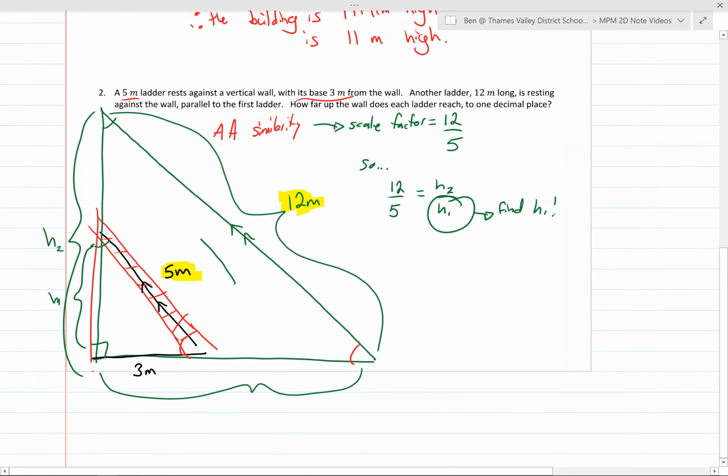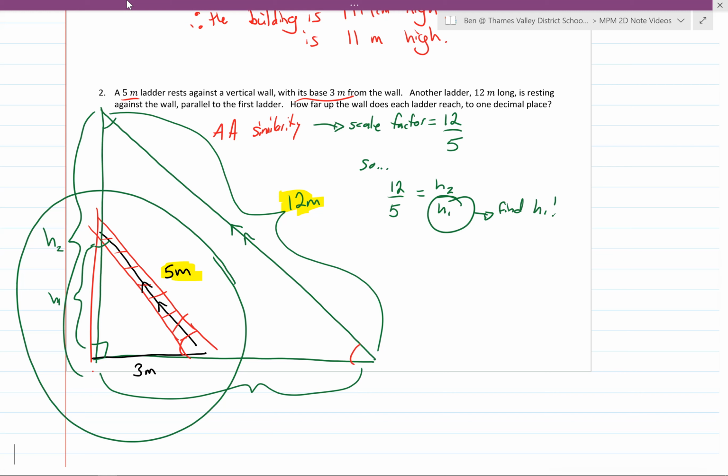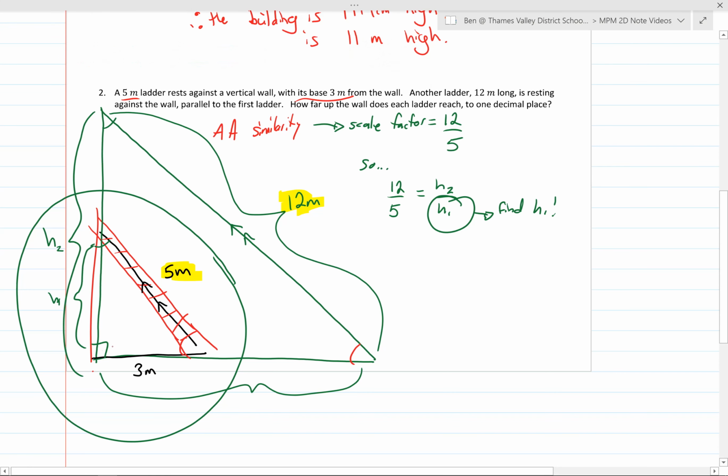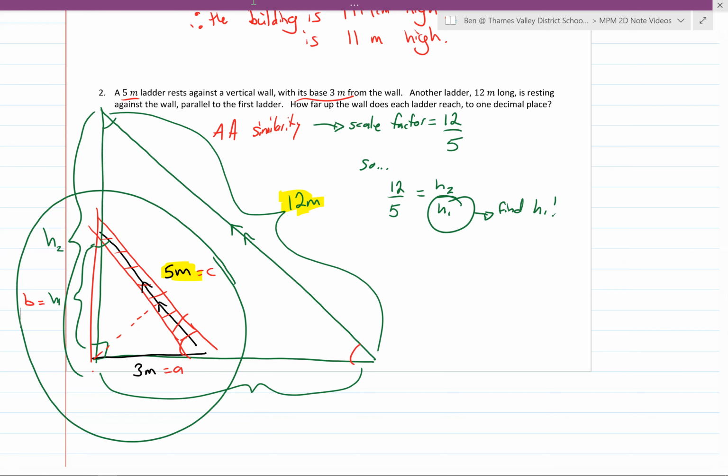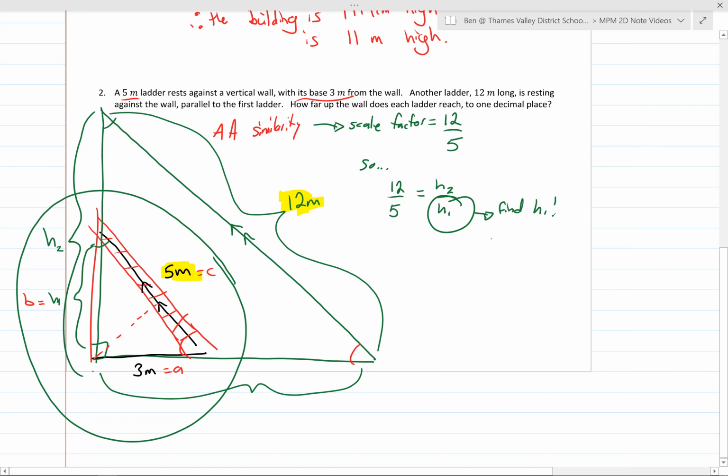In order to find that, I do have a set of skills available. That's my Pythagorean theorem, right? I know 2 of these sides. I'm working with a right triangle, and I don't know my third side. So I can start labeling in here. Opposite the right angle, that's my side C, so that's 5 meters. And I can call the other sides what I would like. We'll call them A and H1 as B.